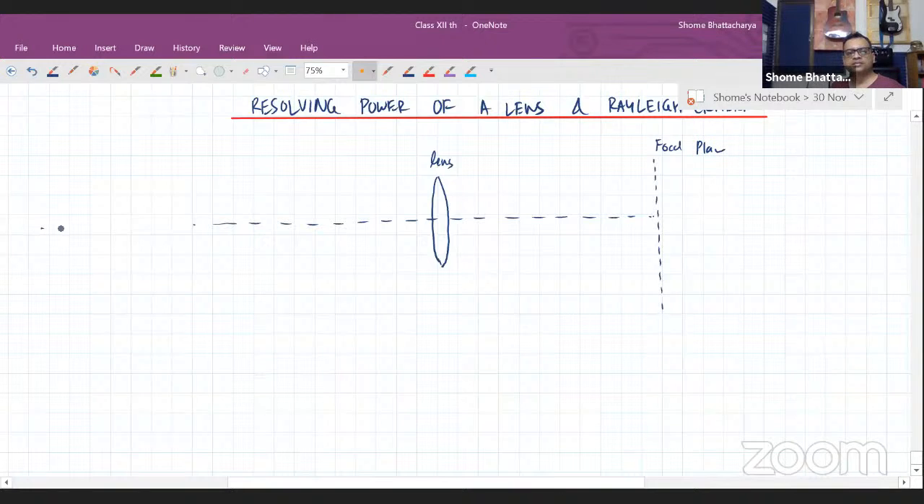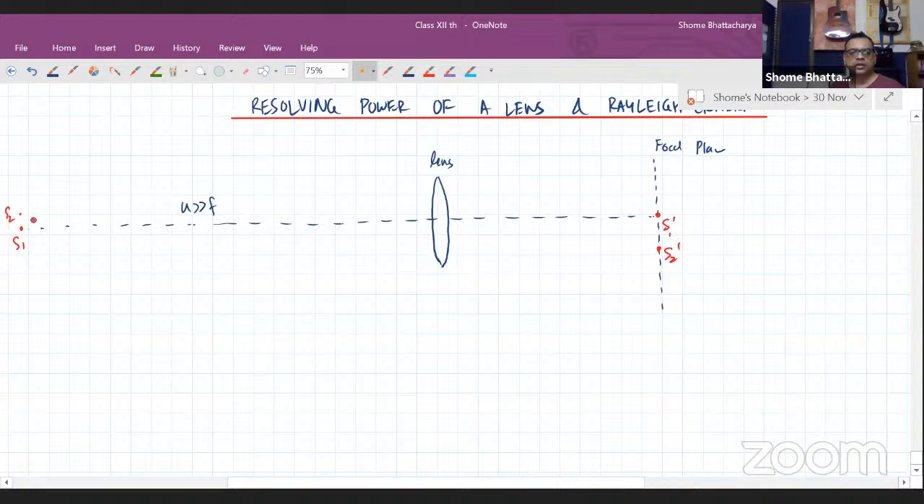So what will happen is at a very large distance, very large compared to the focal length, if there is, for example, a source of light S1 over here, its image will be formed over here, S1 prime. But if there's a source of light here, let's say S2, its image will be produced somewhere here, S2 prime.